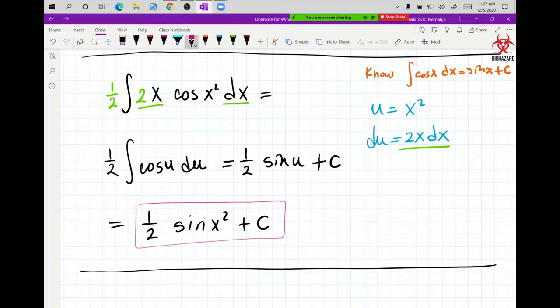So for this problem, we said, okay, I know how to deal with the cosine of x. I don't know how to deal with cosine x squared. Okay, so what's bothering me? X squared is bothering me. So let me replace that x squared with a single variable so that I can make cosine of x, in this case cosine u, when we do the substitution.